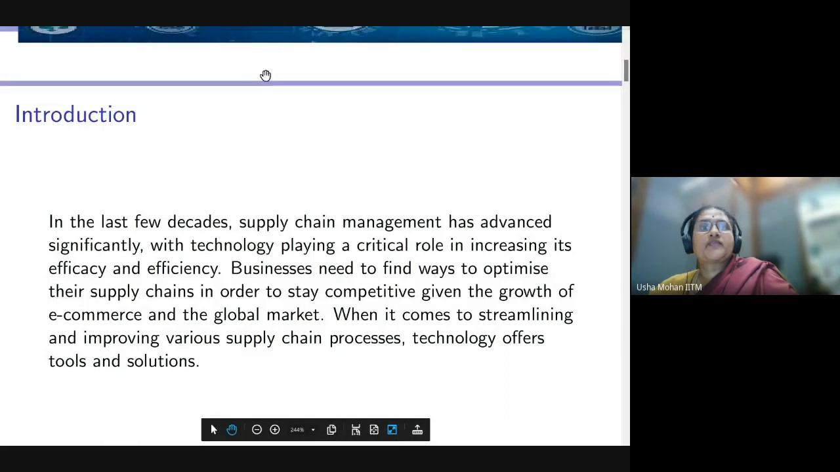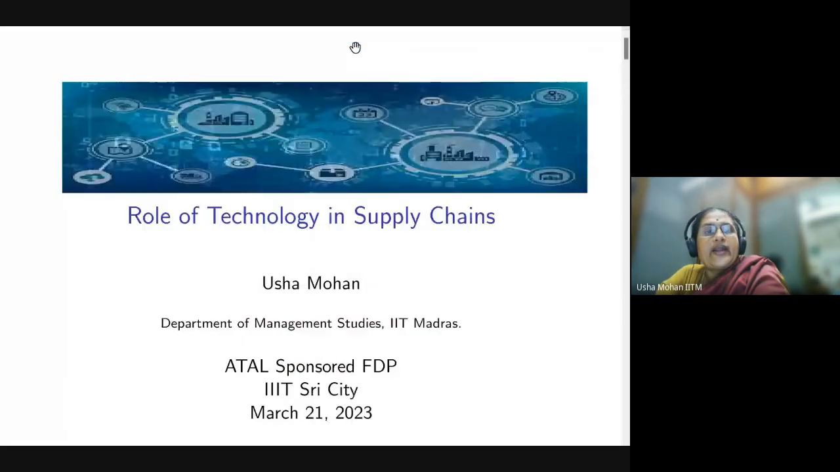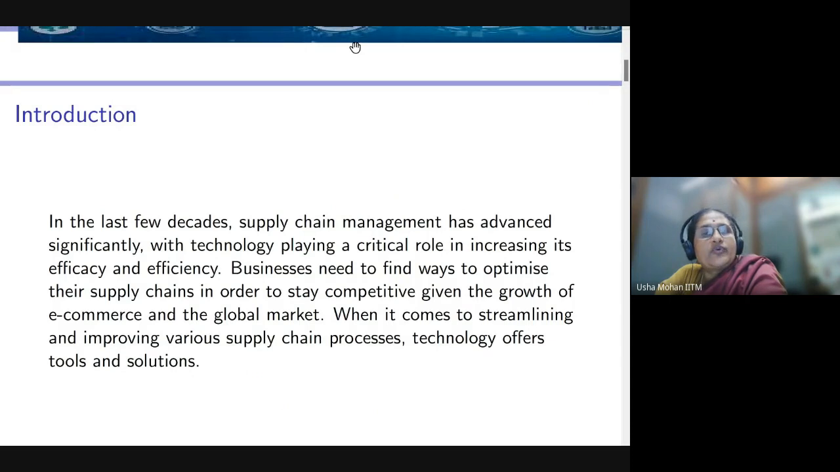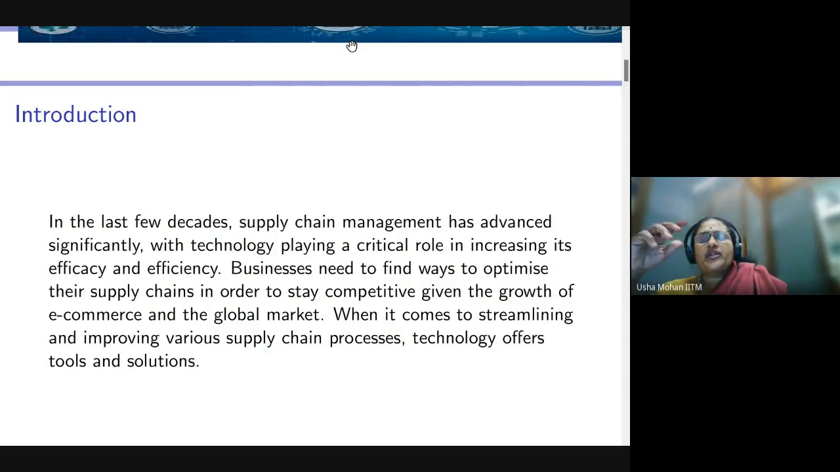Okay. So now the whole idea of this talk is to introduce and to show you all what is happening with respect to technology in supply chains. And the main idea is to understand that over the past few decades, there has been a lot of development with what is called the Internet of Things. On one side, you have robotics playing a big role. On the other side, you have advanced analytics, artificial intelligence, and machine learning coming together.